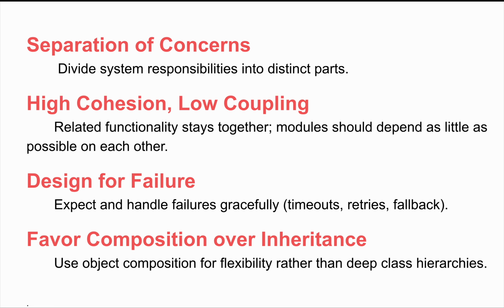The last one is favor composition over inheritance. We should always use object composition for flexibility rather than deep class hierarchies. Object composition means you should define your complex objects with some small, independent objects rather than using inheritance.